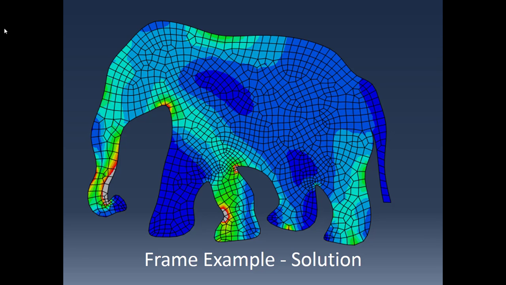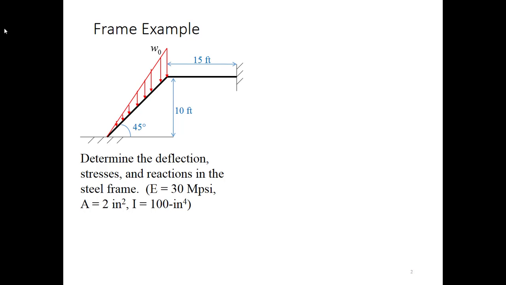This is the second of two videos working through a complete setup and solution process for a frame problem consisting of two frame elements. In the prior video I set up the problem, and in this one we will work through the solution. Just as a reminder, this is the problem that we're solving.